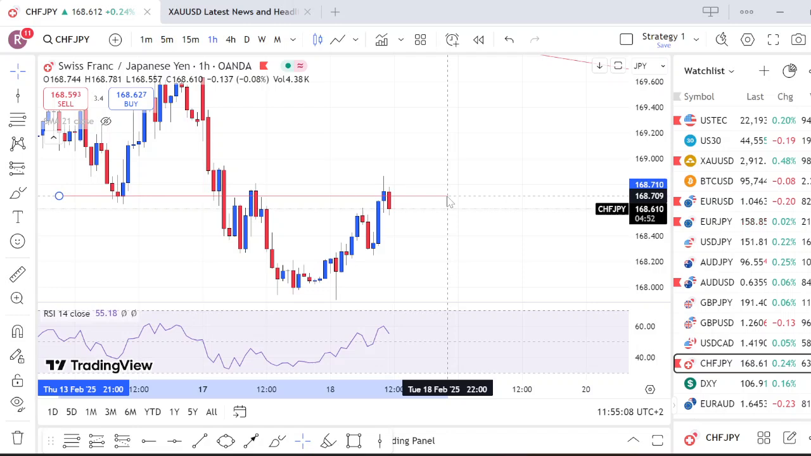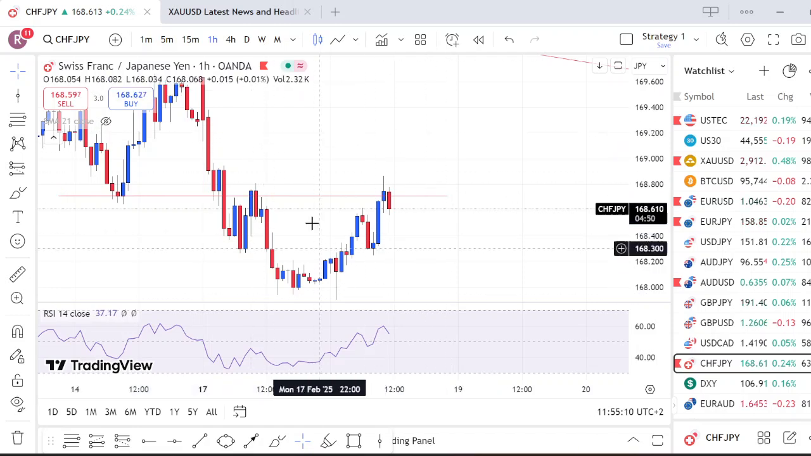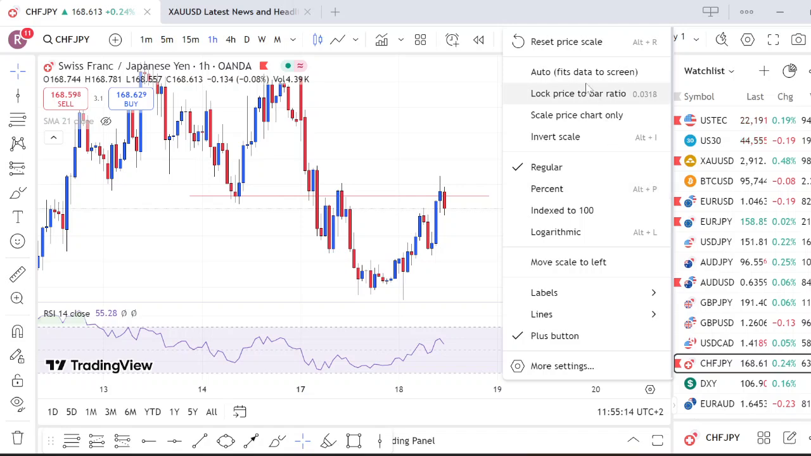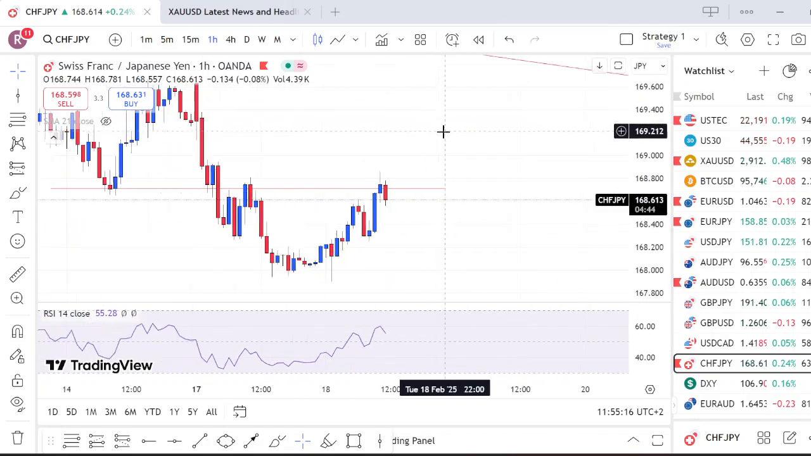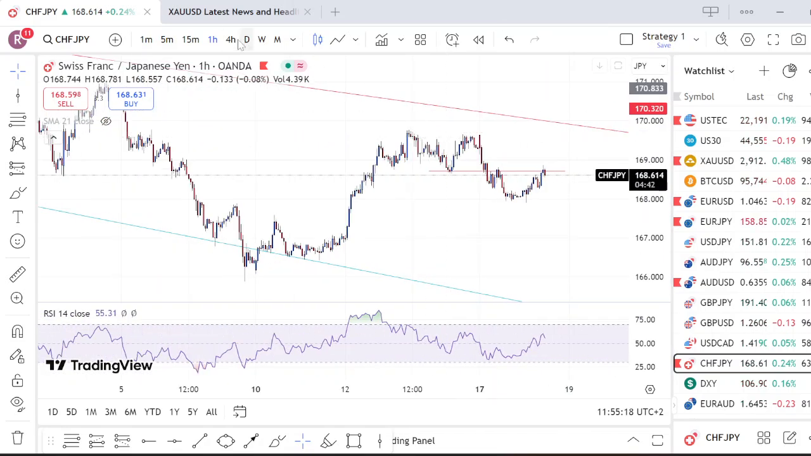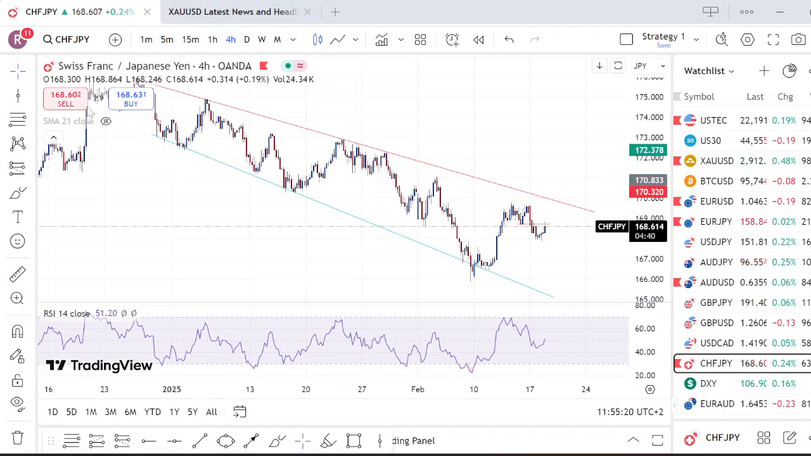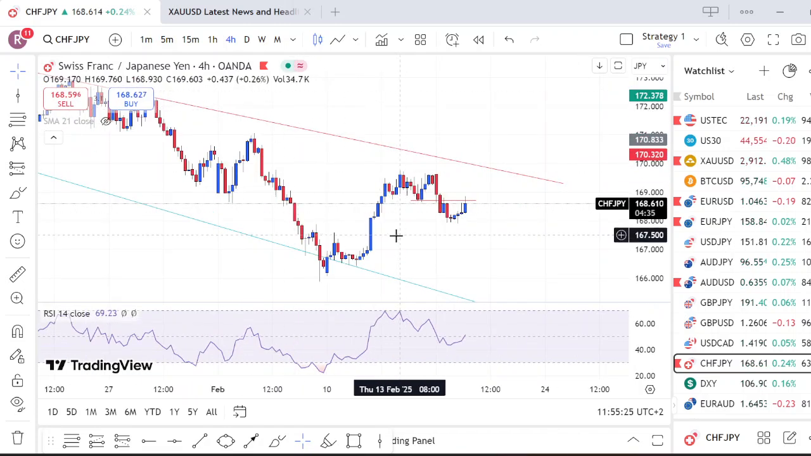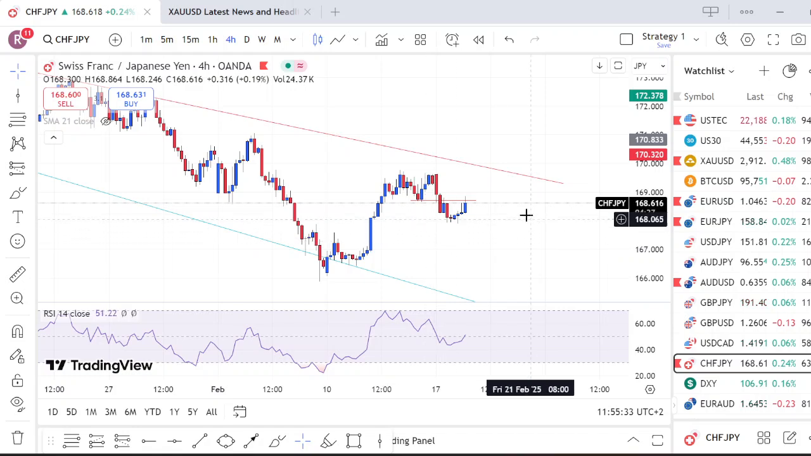I can see reactions already happening on this level. Depending on what happens here, if we do get a signal for a short trade, I would be more than happy to take it. I am looking to short this pair, and we are moving in a very nice bearish channel. So there is some confluence validity to that. Our RSIs do have some divergence right there, and kind of there.